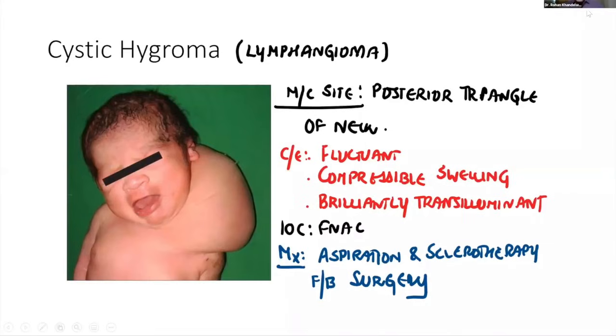Another question which is slightly difficult, but you should know about it. Another question which has been asked in the exam is that if you're doing surgery for a cystic hygroma, then the spinal accessory nerve can be injured. The other brilliantly transilluminant swellings which I told you were hydrocele, meningeocele, and ranula.